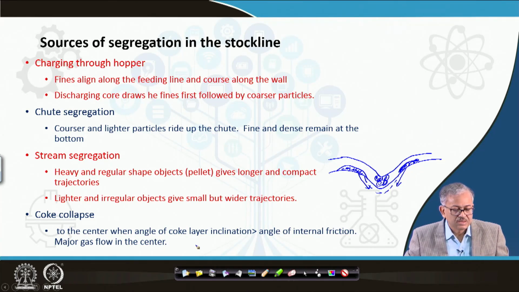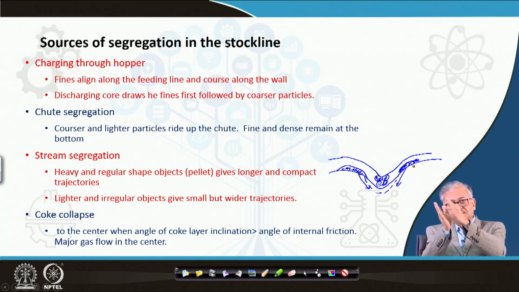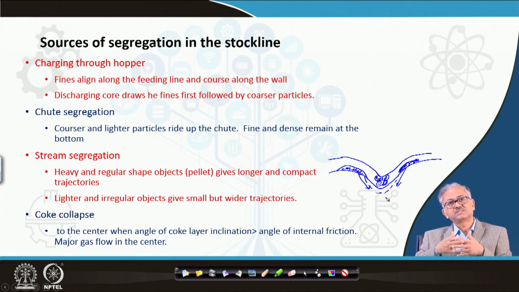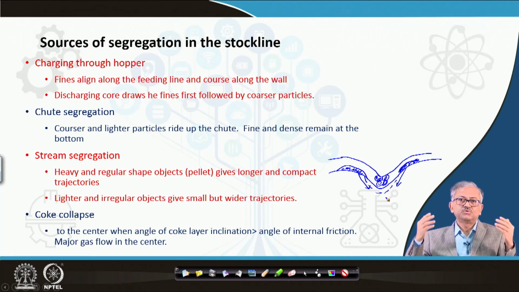When it happens, if the angle of coke layer inclination, because of gravity, is greater than the angle of internal friction, because coke has some internal friction, then this material will fall. That is called the coke collapse also. As a result, it also leads to segregation. Besides, the fine particles percolate through the coarse particles. So there are several opportunities for ore and coke segregation in the stock line.